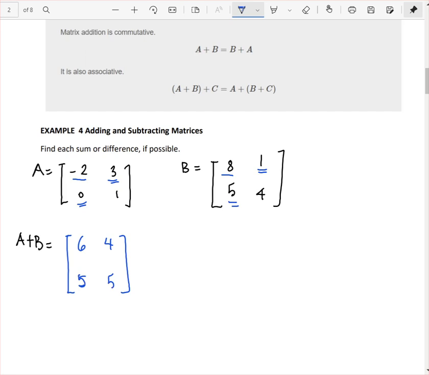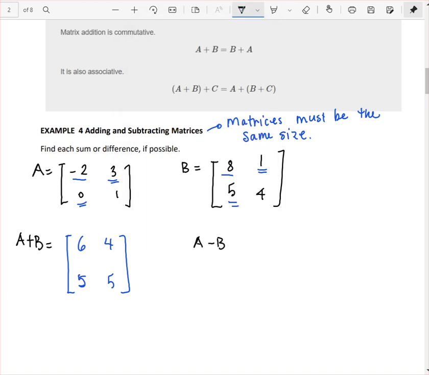Now, in order for this to work, the matrices have to be the same size. If they're not the same size, you're going to say not possible. See, if they're not the same size, then it's not possible to do this because we're matching the corresponding elements.